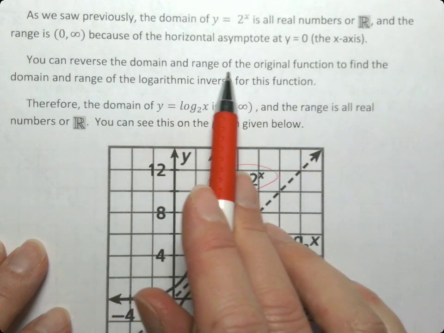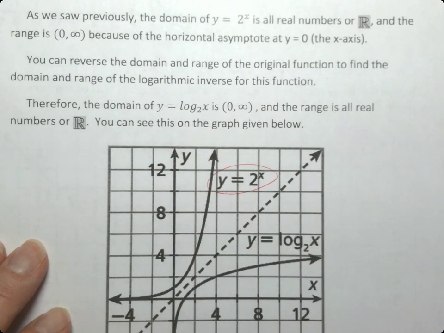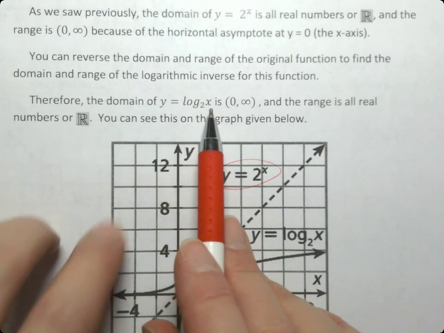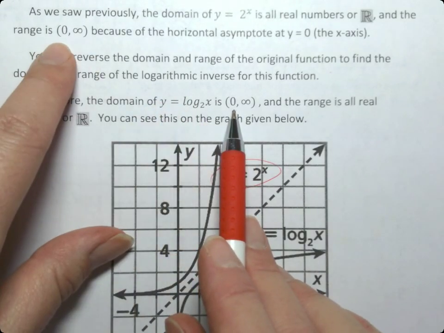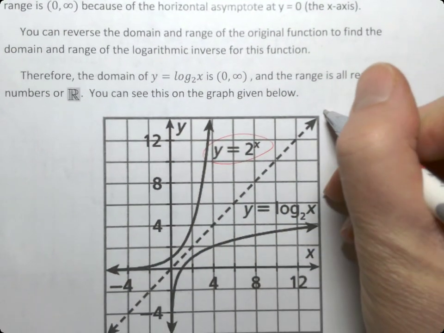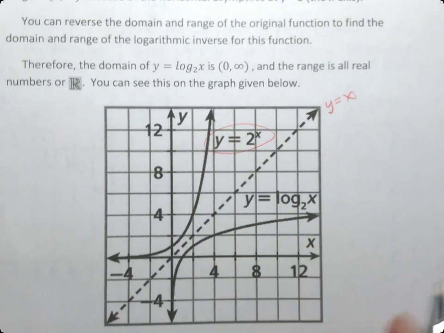Then if we reverse the domain and range, we will get the logarithmic inverse for this function. So now the domain of its inverse is the old range, and the range is the old domain. And this is that line y equals x. This is your line of reflection right here.